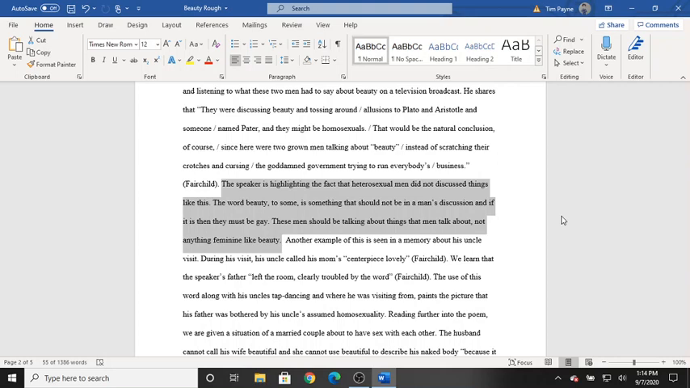But here again, maybe we say something insightful. Maybe we have a cool idea in this section. Well, what do we say? This is short enough to read. The speaker highlights the fact that heterosexual men don't discuss beauty. The word beauty is something that should not be discussed. We just said that. But then we make a new point by the end of that sentence. It must mean that the man is gay. These men should be talking about things that men talk about, not anything feminine like beauty. That's mostly the same point we made before, but we have a little addition at the end, that there's some kind of feminizing quality to this discussion.